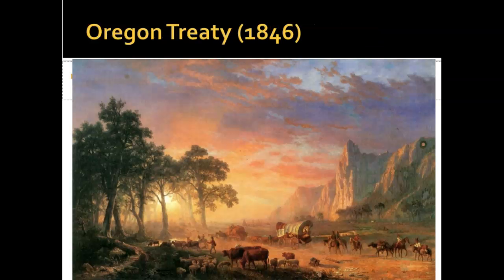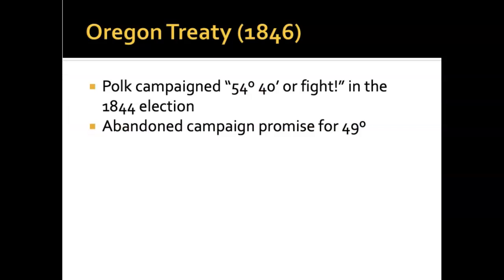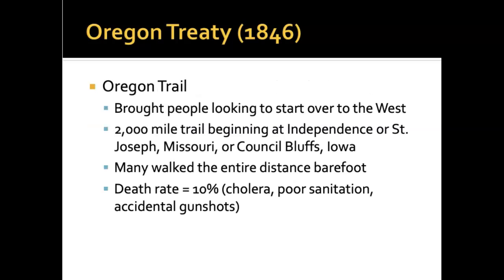Okay, let's talk about the Oregon Treaty, 1846. So this is the Oregon Trail, by the way. I already told you about the 54-40. He's going to have to settle for 49-40. It's okay though. So why do we want Oregon?